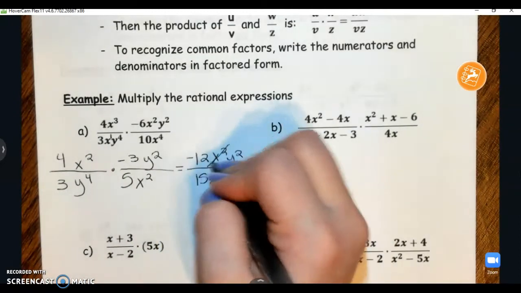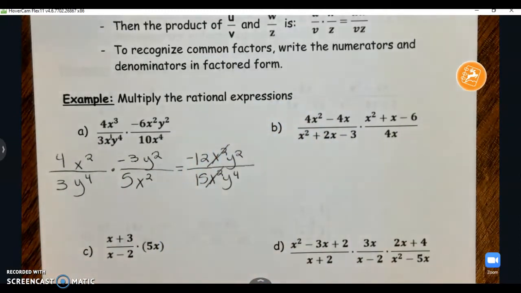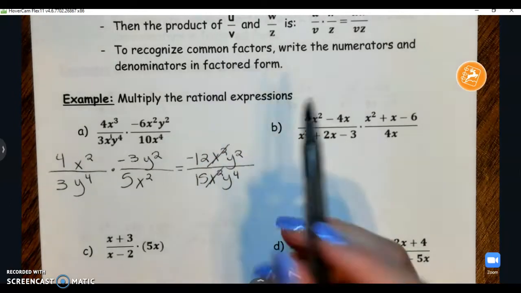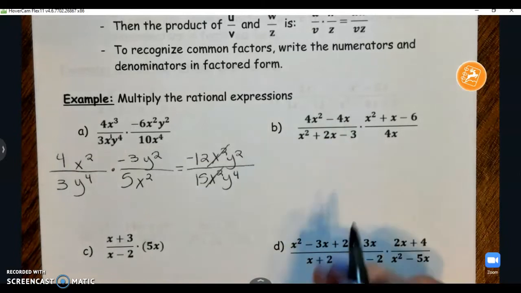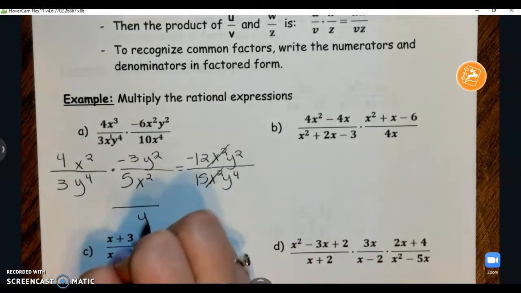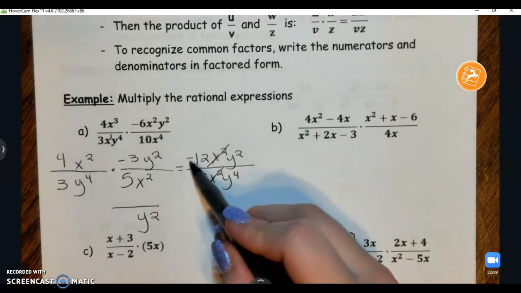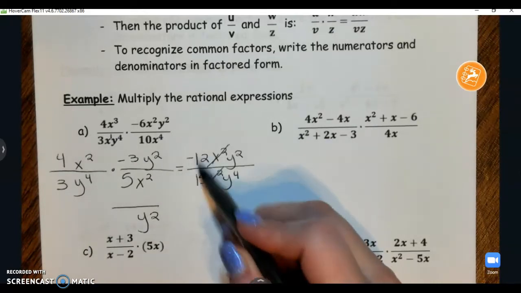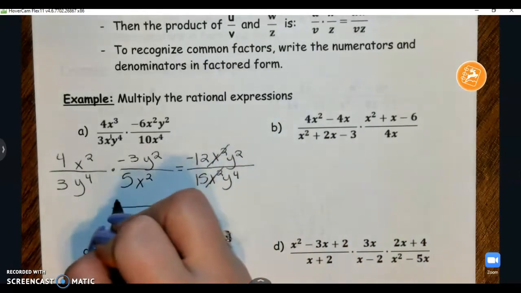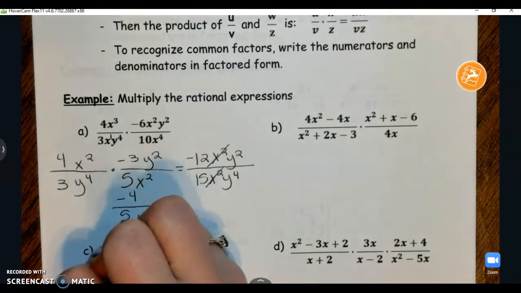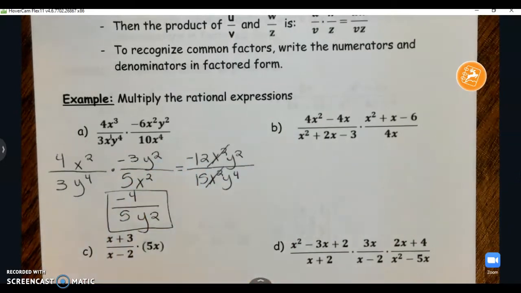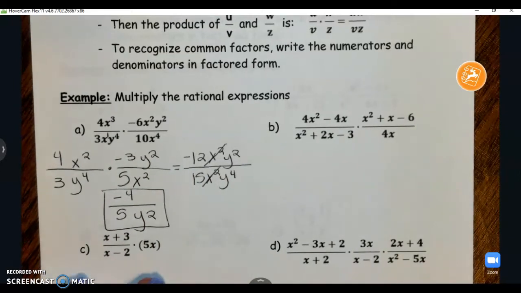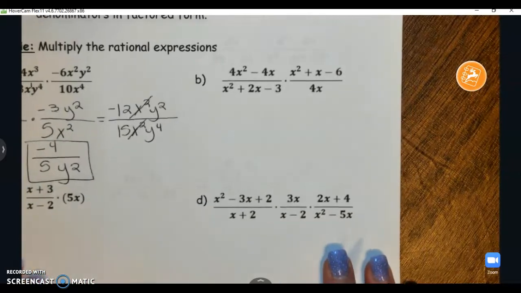Now, I have x squared and x squared, so that cancels. And then y squared over y to the fourth, that's going to give me y squared in the denominator. And then additionally, negative 12 over 15, those have a common factor of 3, so that's going to give me negative 4 over 5 y squared. Okay. Now, on to B, where we have some addition and subtraction going on.